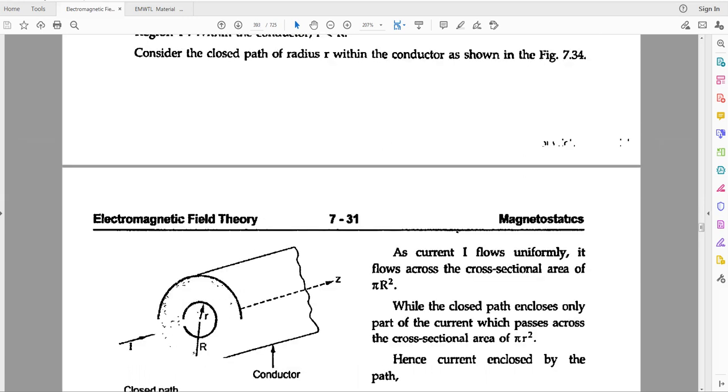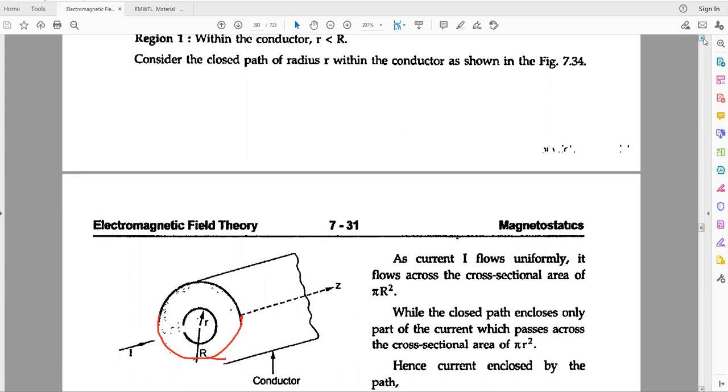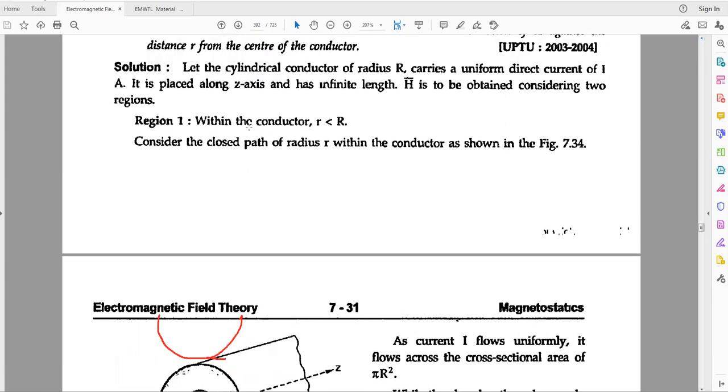Now the outermost radius is R. It carries a uniform direct current I amperes. It is placed along the z-axis and has infinite length. To obtain H bar, we consider two regions. One region is r less than R, the first region.